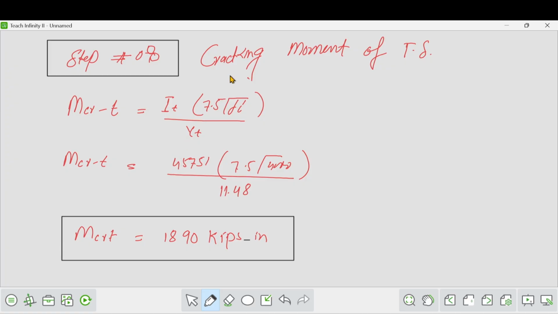Now we will find the cracking moment of the transformed section, the transformed cross section property. This is the formula of the cracking moment, with the moment of inertia of the transformed section, the tensile strength of the concrete, and Yt, the centroid of the transformed section. If we plug in the values, the cracking moment of the transformed cross section property is 1890 kip-inch.